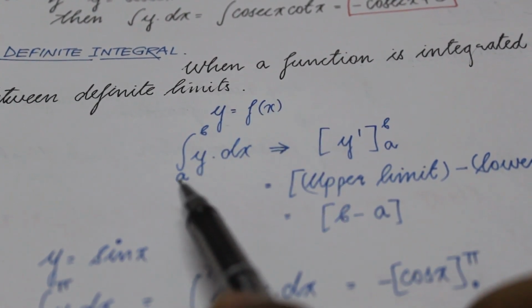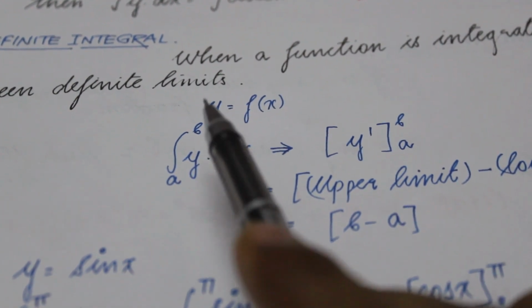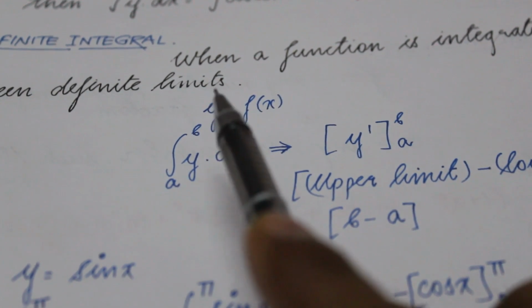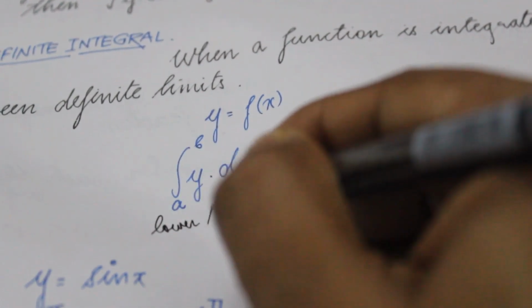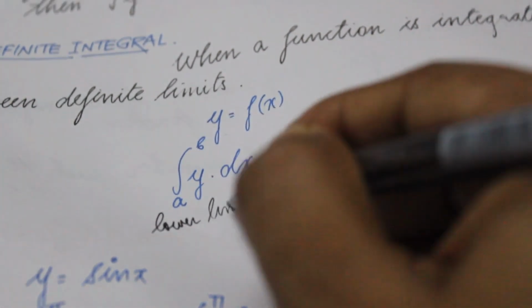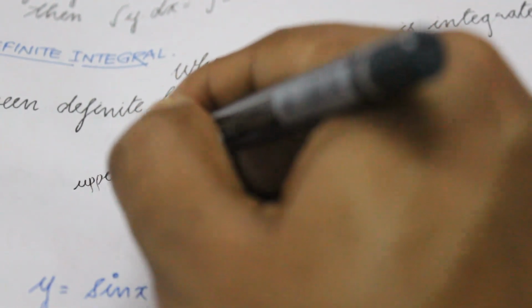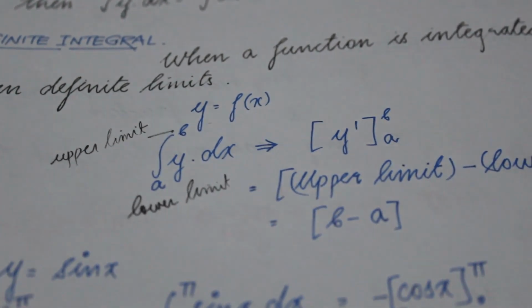Here, as you can see on the integration sign, I have written a and b. It means we are integrating it between two limits. A is the lower limit where b is the upper limit. It means we are integrating it between point A and B.